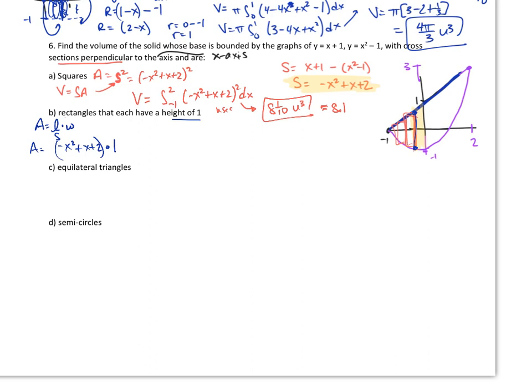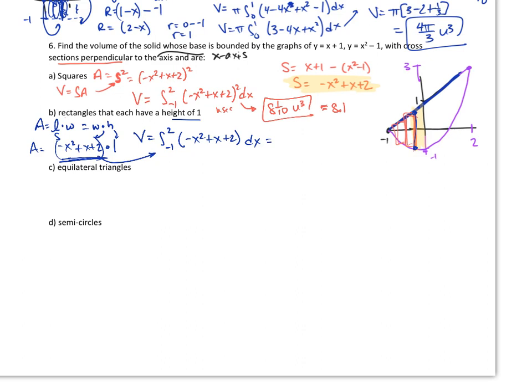Okay, so you could also say the width times the height, call that the width, the height is 1. That'll work as well. All right, so cleaning all this up now, it's just going to give you this equation, times 1. So the volume will be the integral from negative 1 to 2 of negative x squared plus x plus 2. This time there's no square on it because this is just the area.